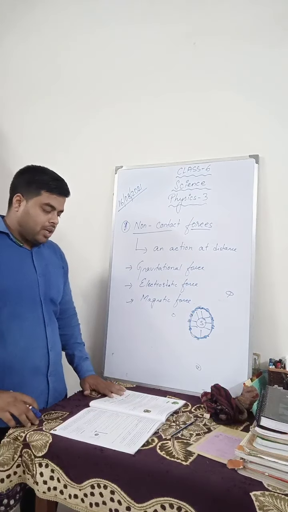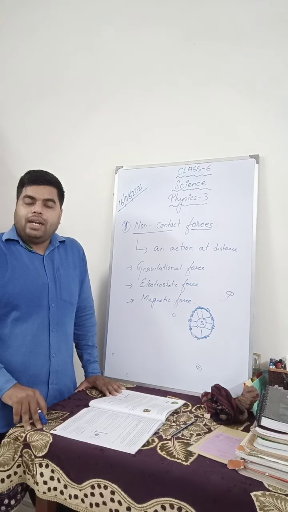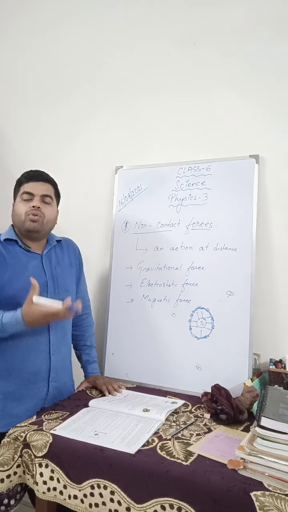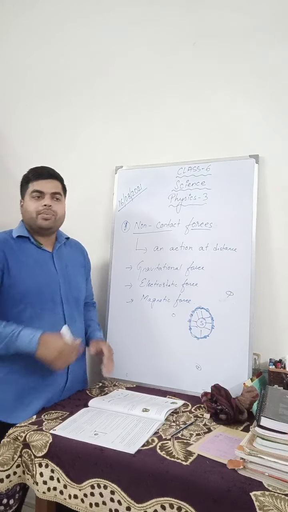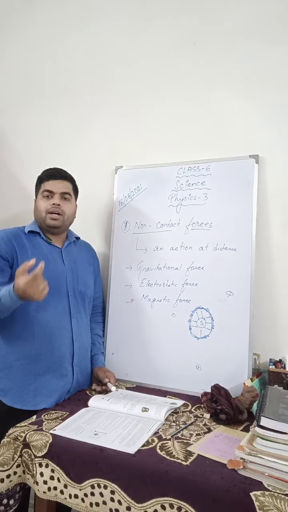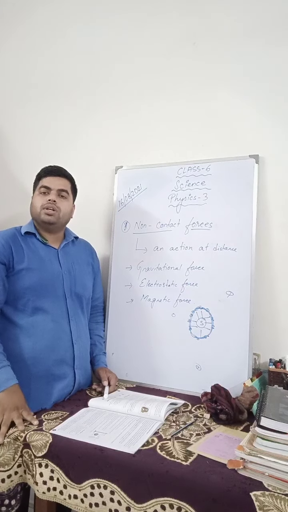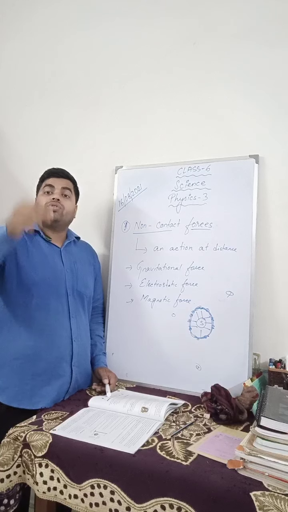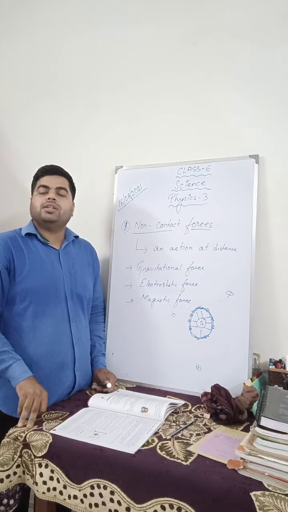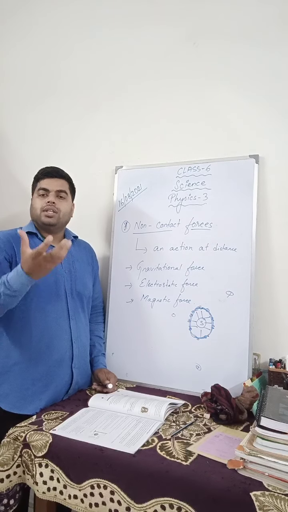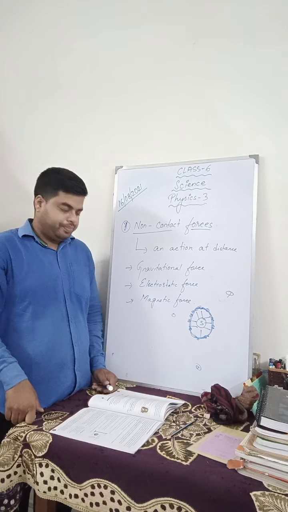Now, gravitational force is dependent on the mass of the body. The more the weight, the more the mass of the body, the more will be the gravitational force. For example, if you throw a feather from a great height, the feather will fall very slowly. But if you throw a stone, you will see the stone will fall much faster than the feather. Why? Because the stone is much heavier than the feather.